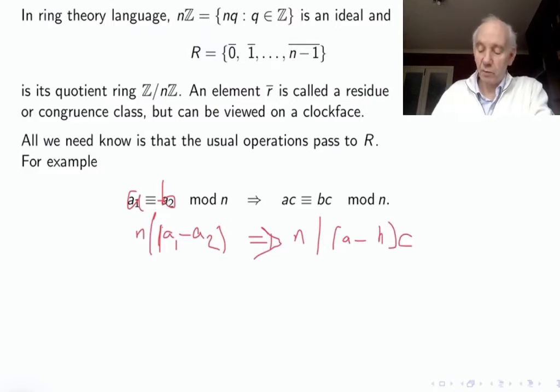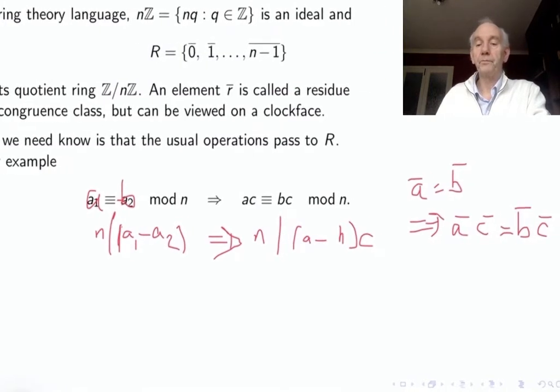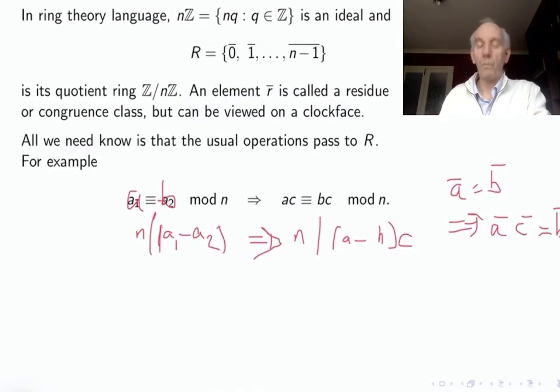Or if we want to use the notation of this quotient ring, we would say that a bar is equal to b bar implies that a bar times c bar is equal to b bar times c bar. Okay, moving on.